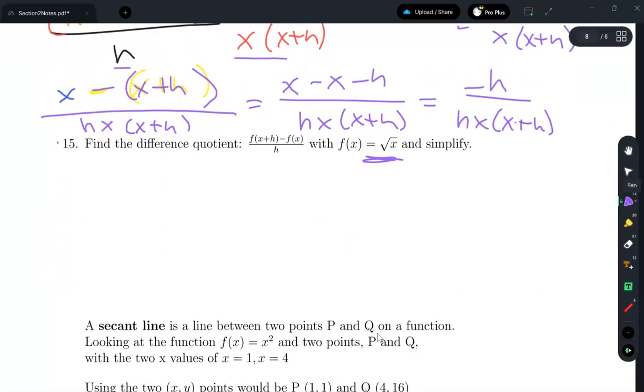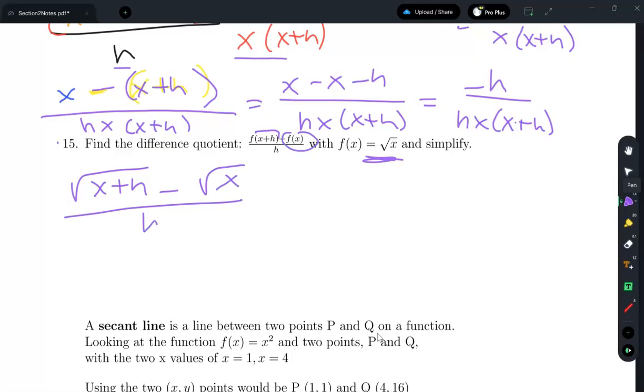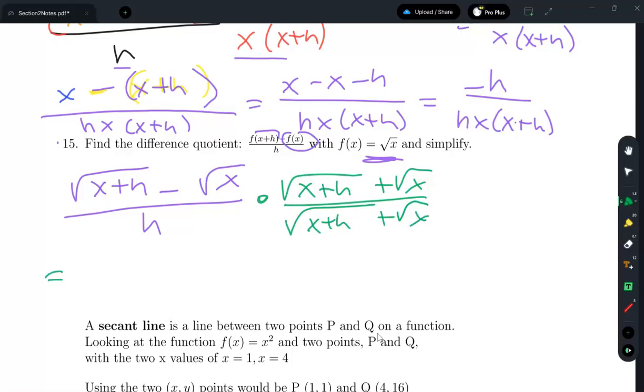So now do the same thing with root x. So this would be root x plus h minus, and then the f of x would just be root x, over h. This is not LCD, but we did learn, and I want you to know that the conjugate is a tool. So we'll have a plus. Remember, you have to do it numerator and denominator. So then the denominator, I am not going to multiply it out. I'm just going to leave it, root x plus h plus root x.